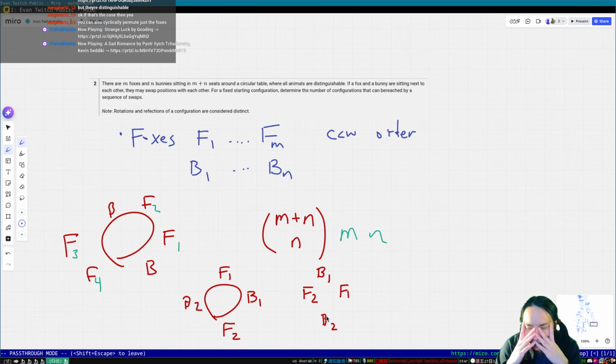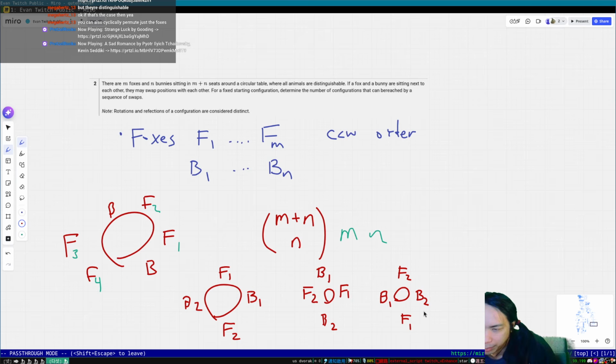What did I do? All right. I mean, so okay, this actually solves both of them. In the case where m equals 1, there's actually just not any. So when m equals 1, there is only m plus n choose n.